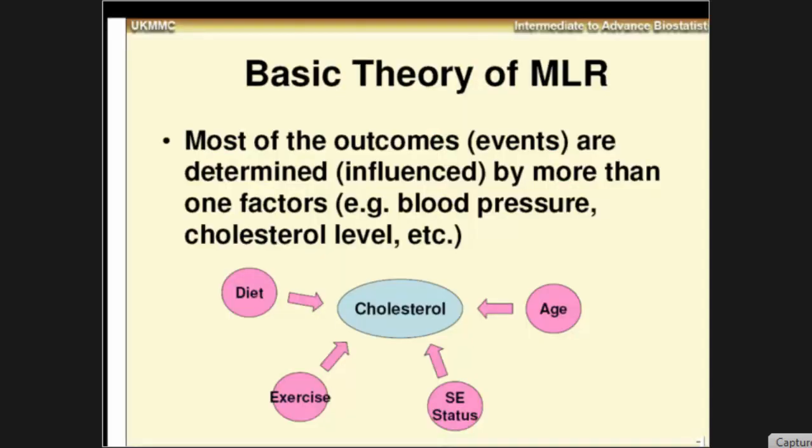The outcome is never determined by one risk factor. It is determined by many risk factors. So you have this example here. We have the cholesterol level. Your cholesterol level is not only determined by your age. It is also determined by your diet. Those who went downstairs just now to eat chicken with tomato sauce, you got chicken with masak lemak, ikan masak pedas, ikan masak asam. So what you eat determines your cholesterol level.